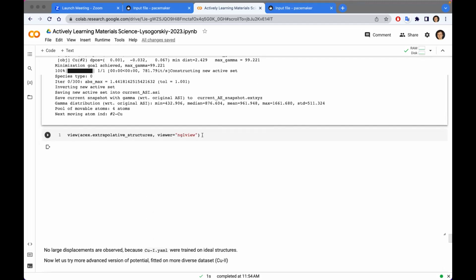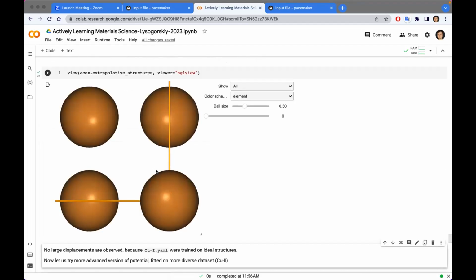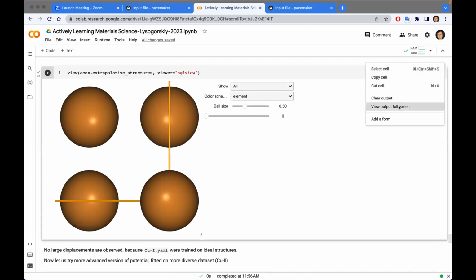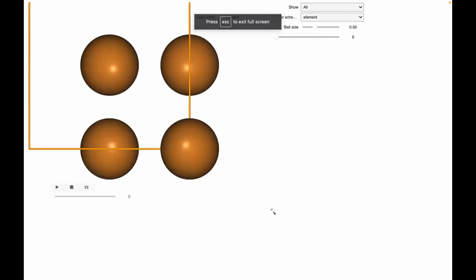So actually, we can try to visualize it with NGL view. I hope that works, but slowly, it should work. Yes. So you can see the slider here. These are our steps of active exploration. The first one is the original FCC structure. Let me try to put it full screen, and make it larger.